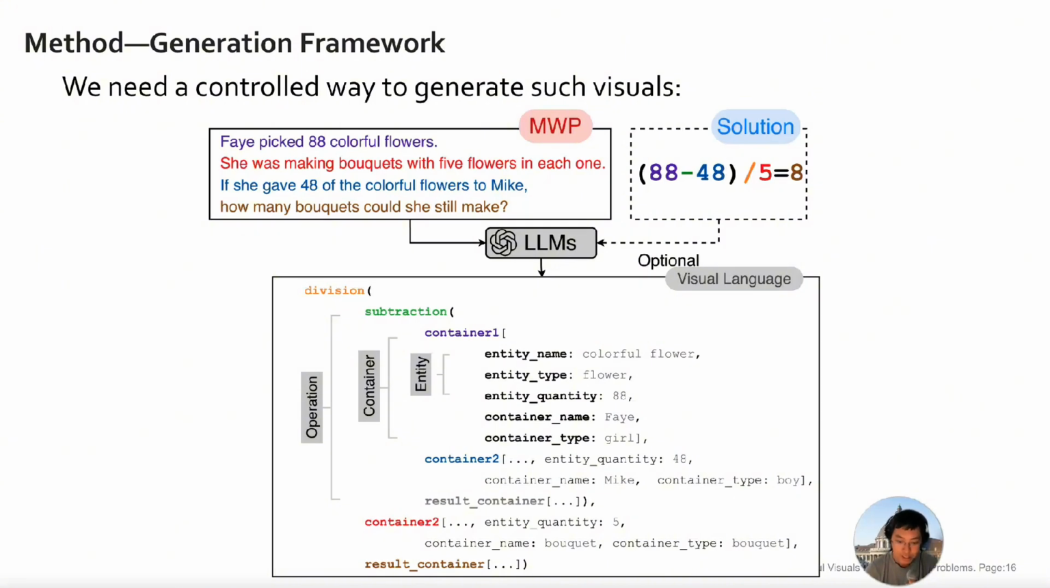The visual language is a hierarchical language with a structure closely resembling the expression tree of the solution expression. It represents the math problem using 3 core components: operation, container, and entity.